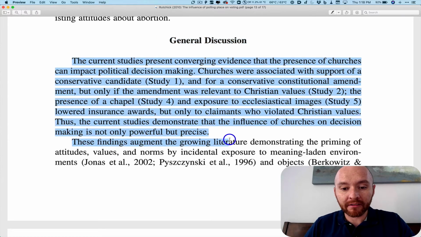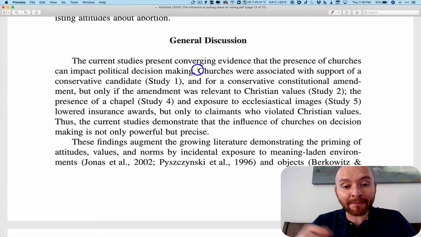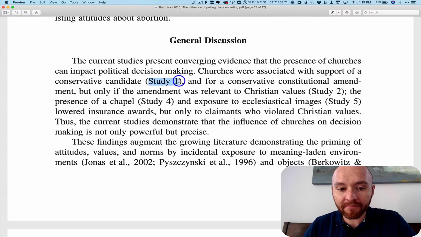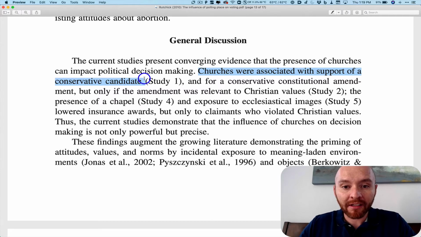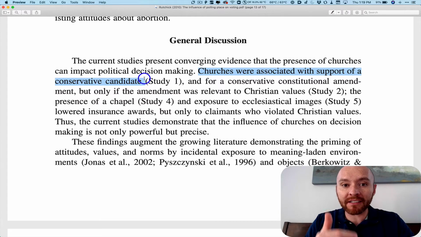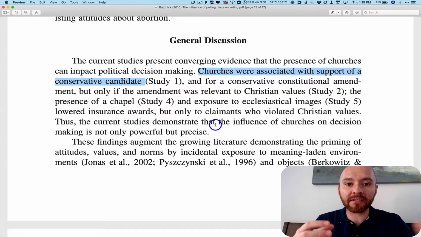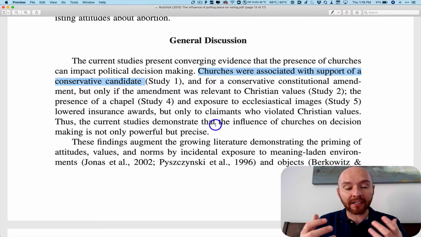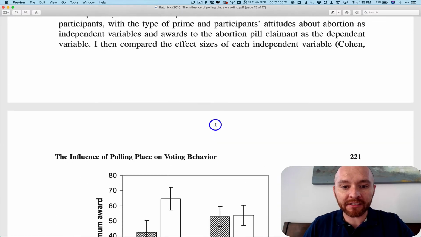Here you can get an overview of what was found, right? So even without reading the article, just reading this, we know that in study one, it was found that churches were associated with support of conservative candidates. So the participants were more likely to support a conservative candidate if they were voting in the church, right? Just from reading this, and I actually didn't even read the abstract this time, I can decipher what was found in study one, right? And here you have the listing of all the different studies. So this research paper happened to have several studies included.